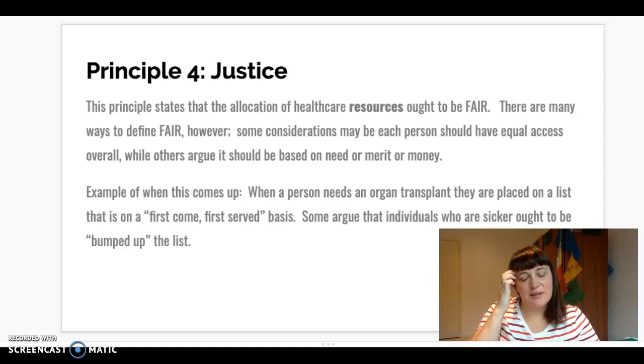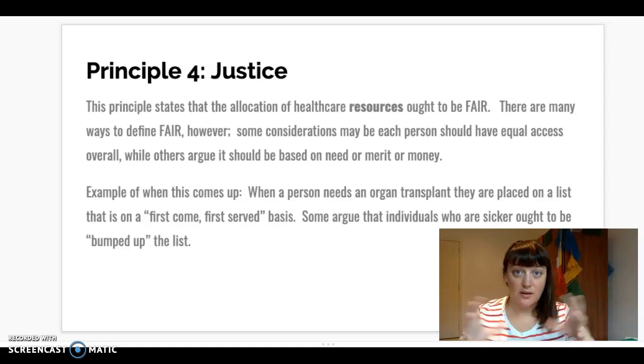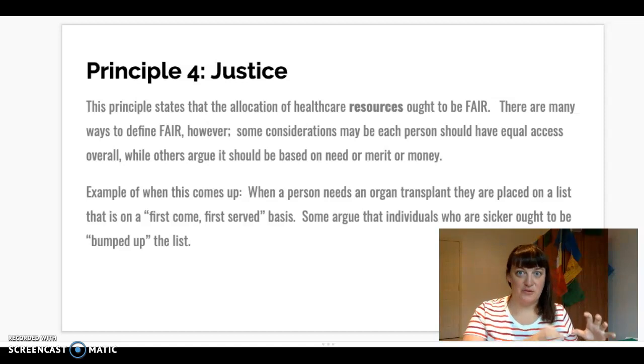Finally, the principle of justice. Justice is something that I think gets confusing for students. Often they think when we talk about justice, we're just talking about what's fair. And we are talking about fairness, but it's a specific type of fairness. It has to do with the allocation of resources. The idea that one individual or group of individuals shouldn't get more than another group, or that it should be fair.